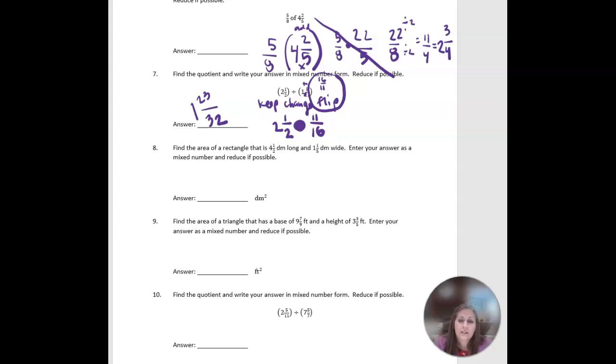You could convert this: 2 times 2 plus 1. 2 times 2 is 4, plus 1 is 5. 5 halves times 11 over 16. That would be 55 over 32, and 32 goes into 55 one time with a remainder of 23.